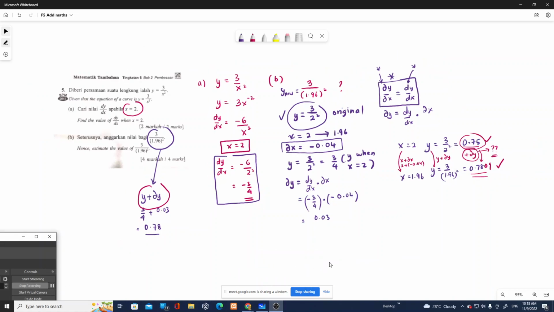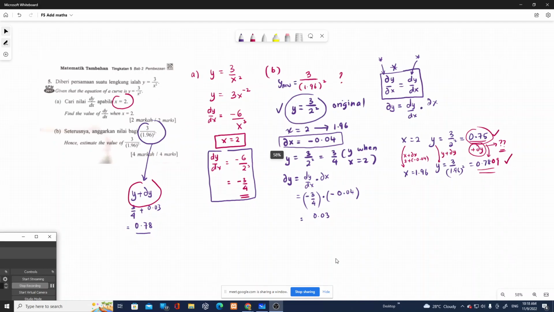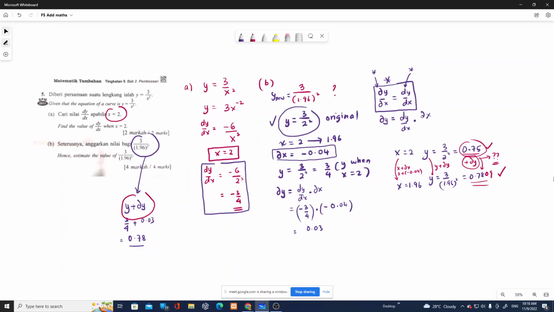So whenever they say approximation, they always use the formula delta x over delta y is the same as dx over dy. This is what you must remember for approximation. And then there is always old x, new x, old y, new y. If you can find another similar question, we can try out another question.